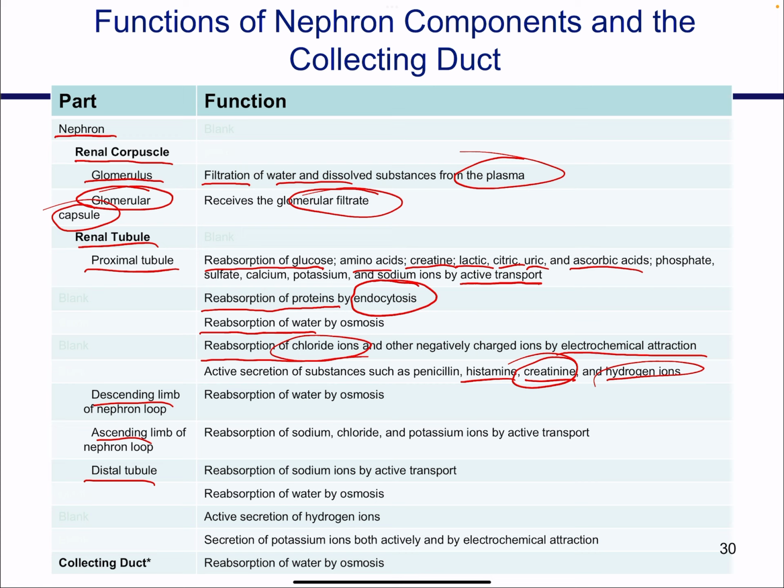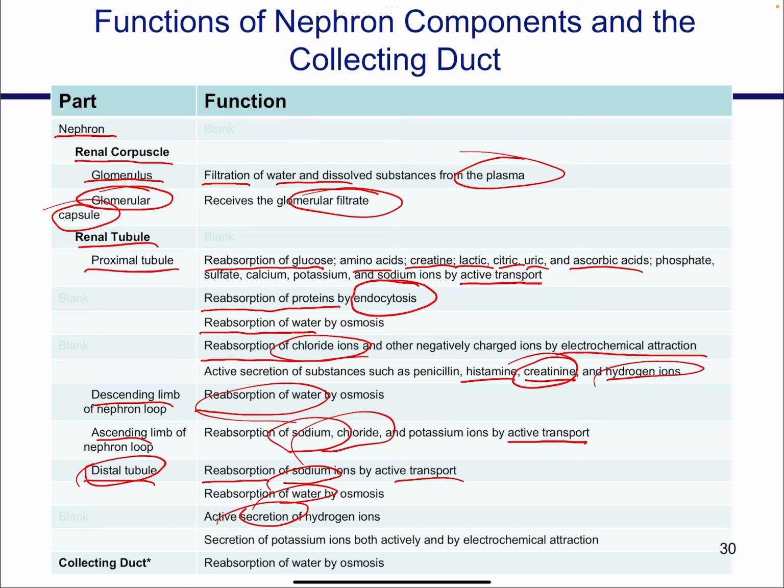Now, the descending loop is going to do reabsorption of water by osmosis, while the ascending loop is going to do reabsorption of sodium ion and chloride ion. Remember when we talked about the NaCl, right? The NaCl, okay? And this reabsorption occurs via active transport. Then finally, the distal tubules are going to do reabsorption of sodium ions by active transport, reabsorption of water by osmosis, and active secretion of hydrogen ion.